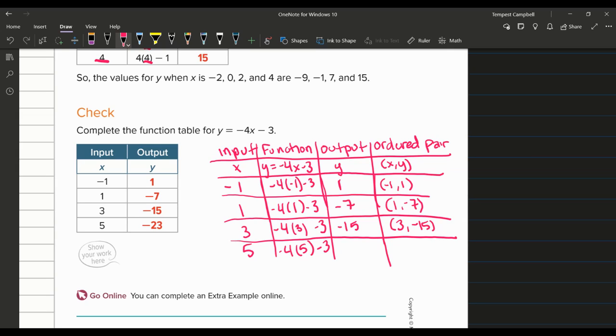And then we're going to have -4 times 5, which is a -20. Minus 3 gives us a -23. So our final point is going to be 5, -23.